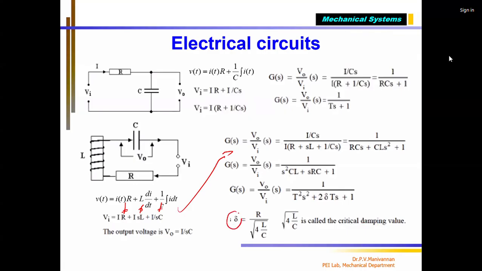So this is called the damping ratio. This is called critical damping. So you may be asked to find the damping ratio of an electrical RLC circuit and also the critical damping, provided I give C equal to this much, R equal to this much, and L as this value. Then automatically you can compute the transfer function and also calculate these two parameters.